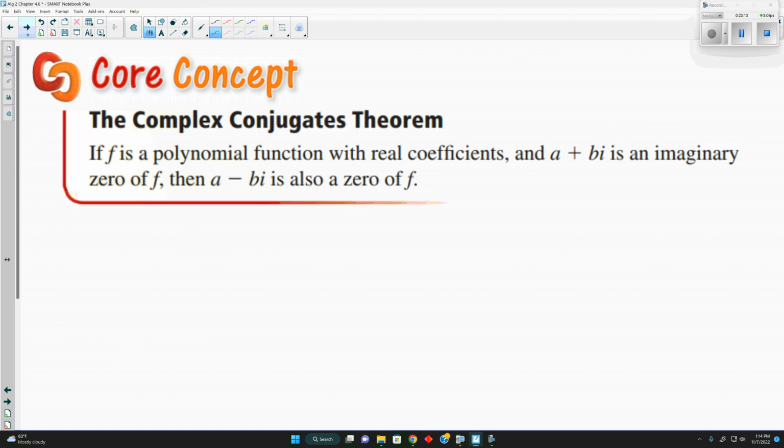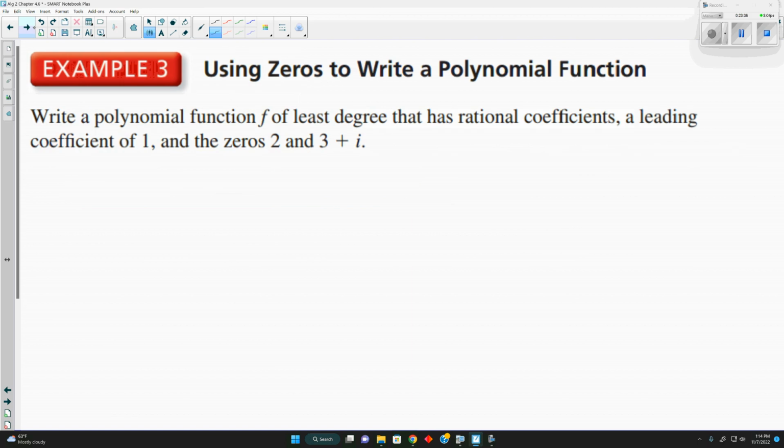Complex conjugate theorem. This is kind of like the irrational conjugate theorem that we had Friday, which is pretty much saying if a plus bi is a solution, then a minus bi is a solution. And we more or less have already had this. I already talked about this, but we're mainly going to use it in the form that we did Friday.